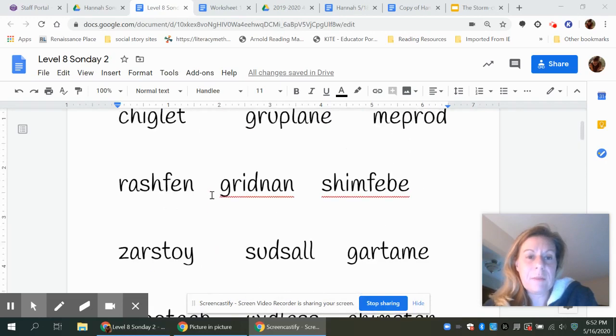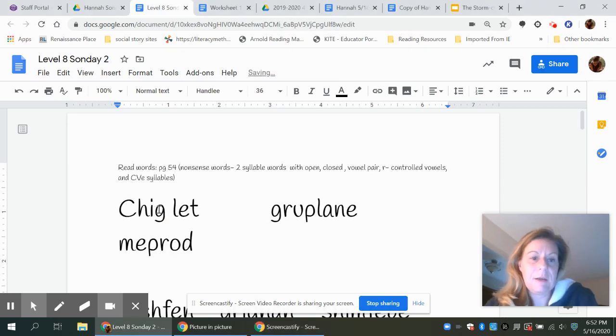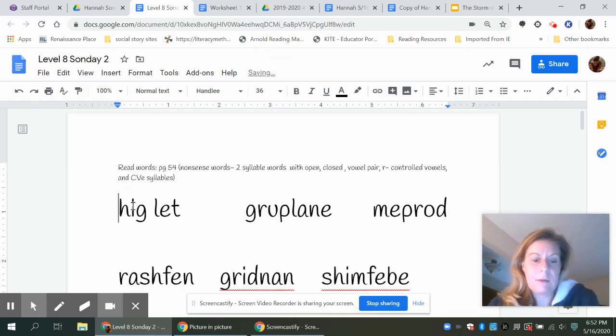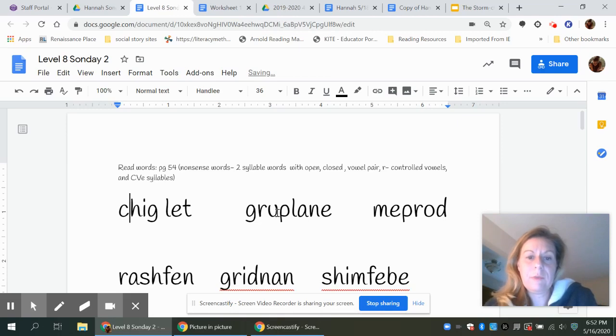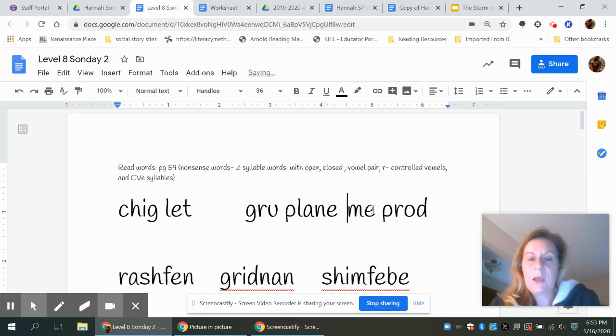So before you read them on your own, think of how you would separate them, finding those vowels. So chiglet would be divided right there. This was Gruplane because I need the PL to stay together. So I would divide right there. So this is an open syllable. This is Meprod because I need to keep my P. I'm going to move this over. I need to keep my P and my R together, prod.